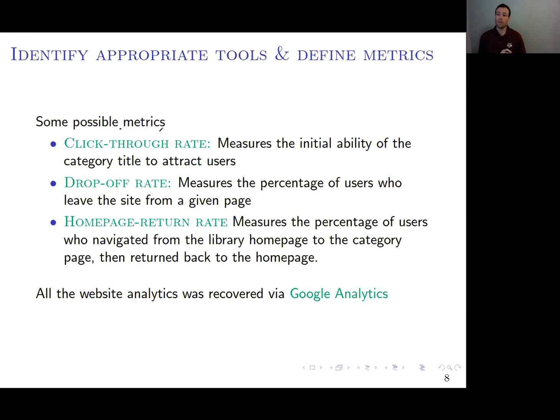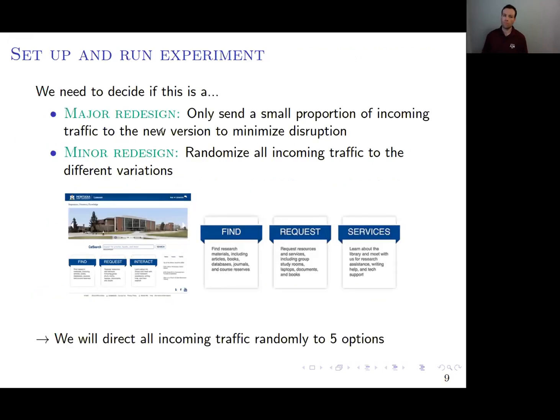So we need to decide, what does it mean to have a success here? What does it mean for us to measure a well-used tab? We have to choose some sort of metric. We have to choose a tool by which we're going to actually acquire that data. So we need to set up and run an experiment.